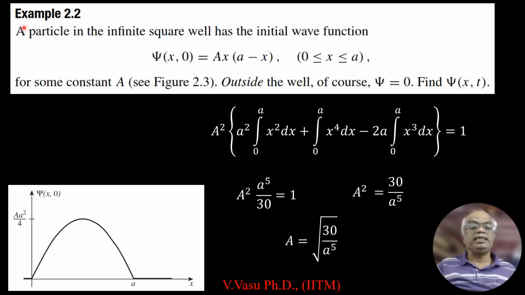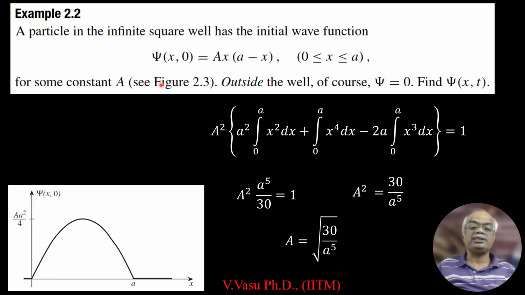Today we will see the worked out example of Griffiths, third edition, Introduction to Quantum Mechanics. Example 2.2: a particle in an infinite square well has initial wave function psi of x and 0 equal to A multiplied by x into (a minus x), between the limits 0 to a. a is the box length.